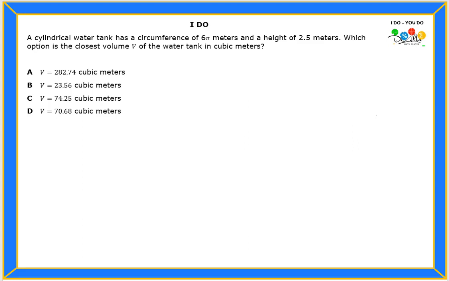Hello students, let's read the problem. It says a cylindrical water tank has a circumference of 6 pi meters and a height of 2.5 meters. Which option is the closest volume of the water tank in cubic meters?